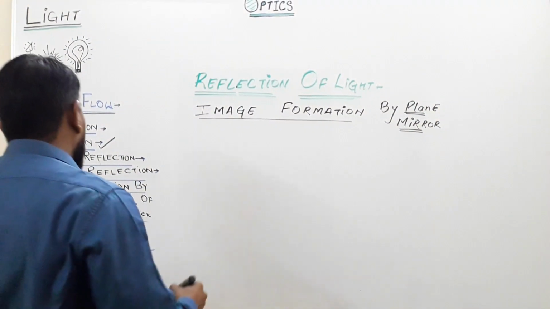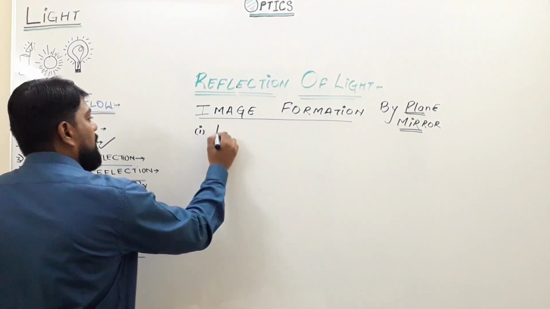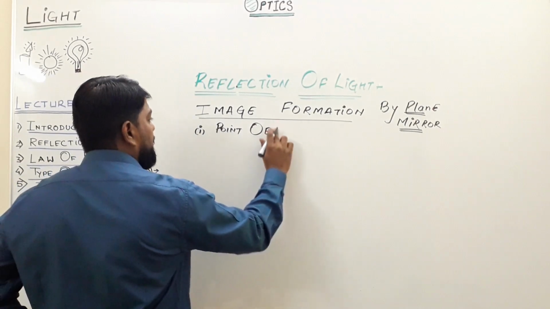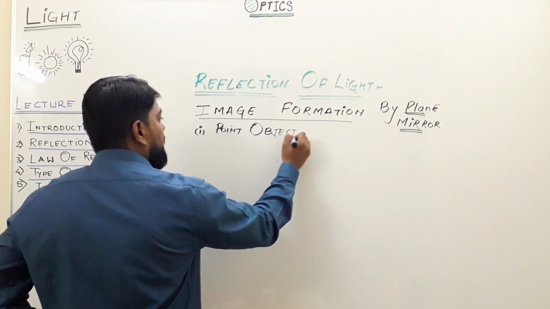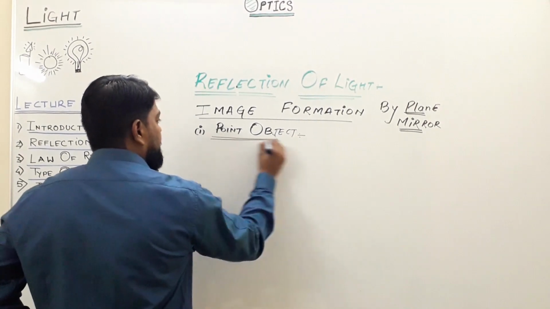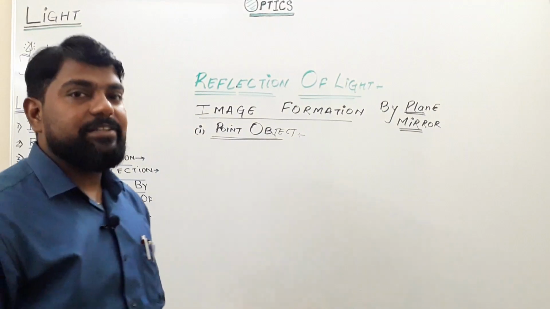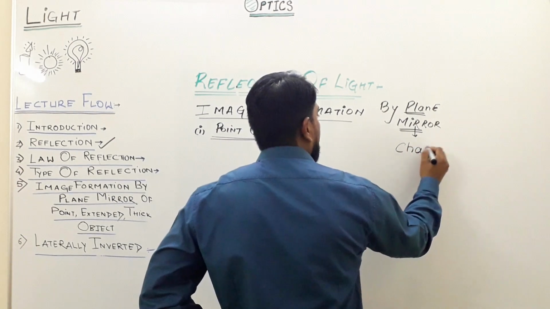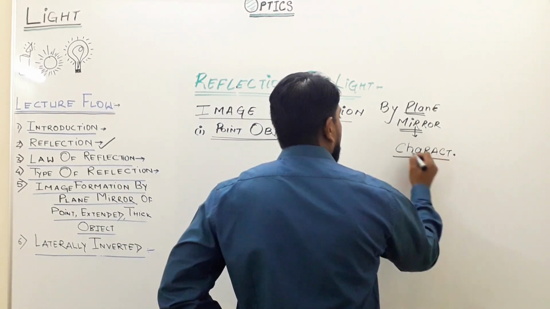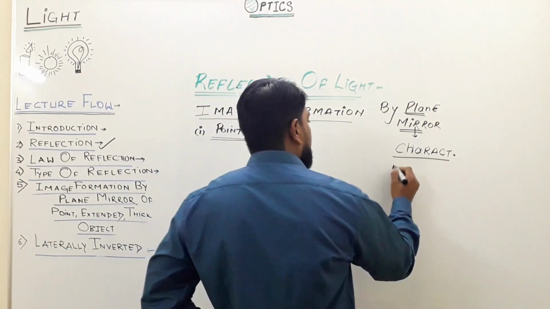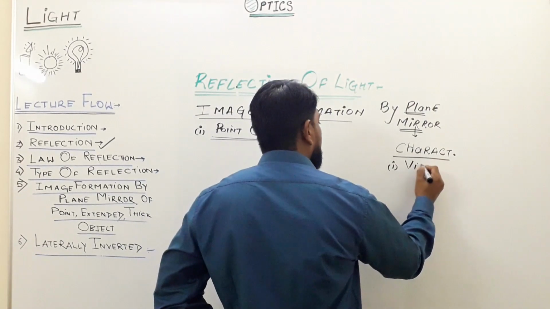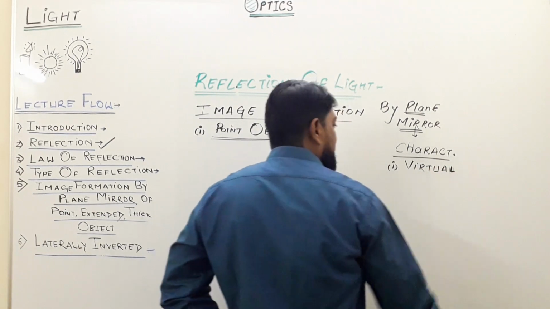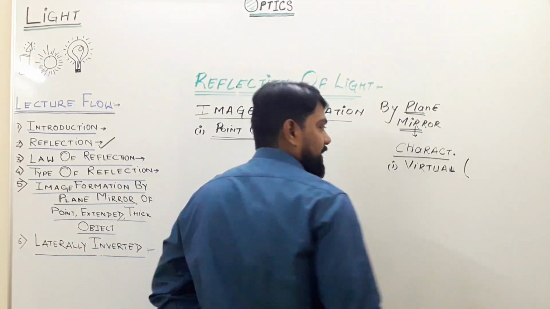Firstly, we have to see how the image forms for a point object. Whenever an image is formed by a plane mirror, it has some characteristics. What are the characteristics of the image formed by the plane mirror? First of all, we must discuss that. The first one is that the image we get is virtual. Virtual basically means we cannot obtain it on a screen.